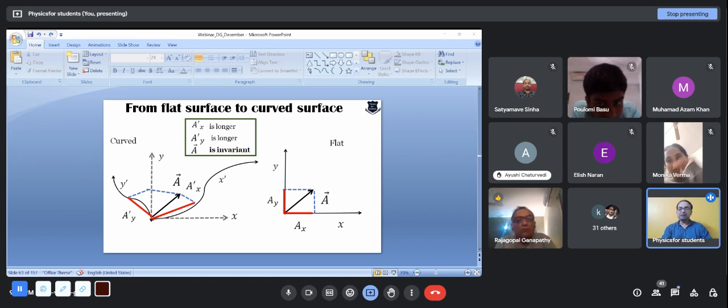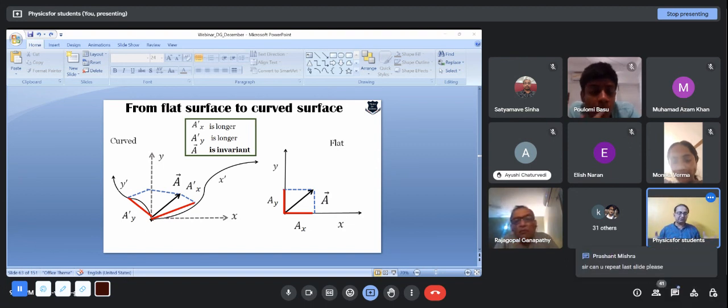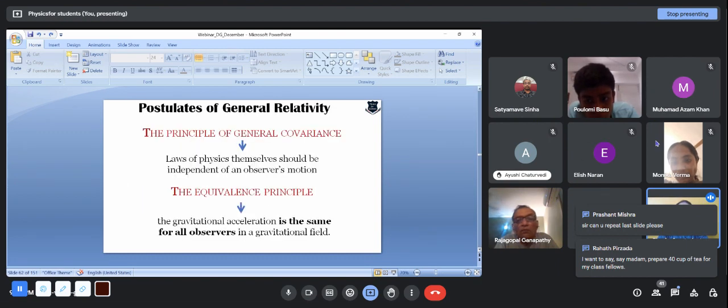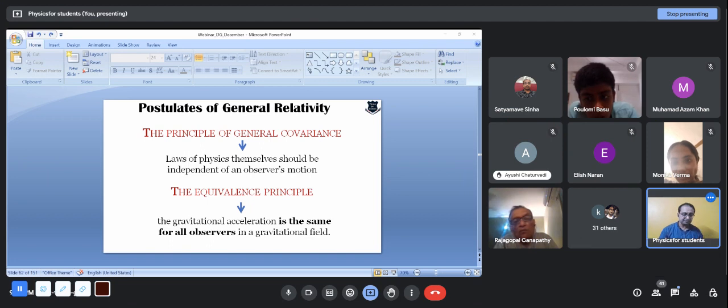Now here you see a basic idea. I will go over it quickly because there are a lot of things to cover. In flat space, this vector you measure is the vector a. On the left hand side, you see I twisted this to a curved space time. Can you repeat the last slide? Okay, the last slide was this one: the laws of physics should be the same for all observers, and the gravitational acceleration is the same for all observers in a gravitational field.